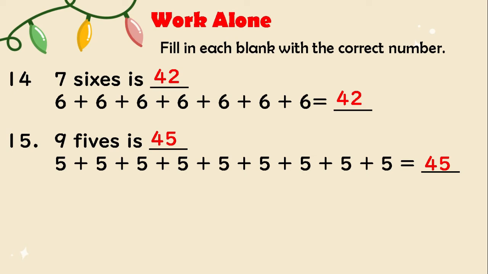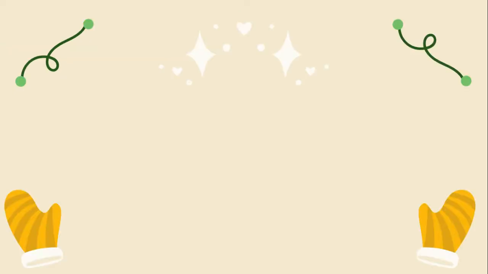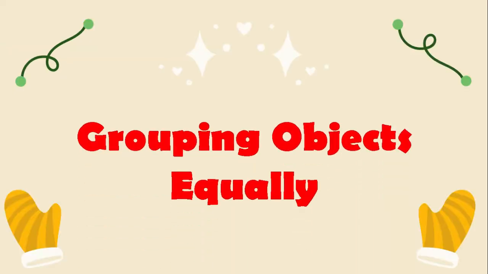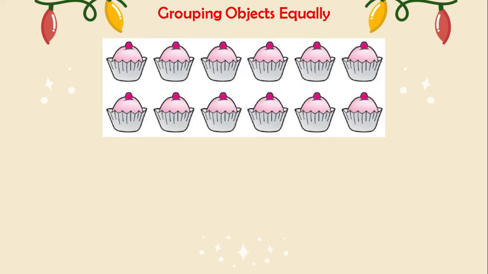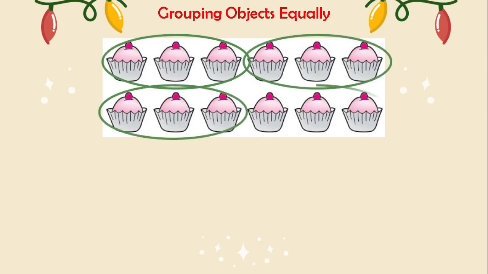Now let's proceed to the second lesson, which is grouping objects equally. I'll be showing you an example here. We have 12 cupcakes. For us to group it by threes, we can easily do it like this: first group, second group, third group, and the fourth group of threes of cupcakes. Which means we have 4 groups.